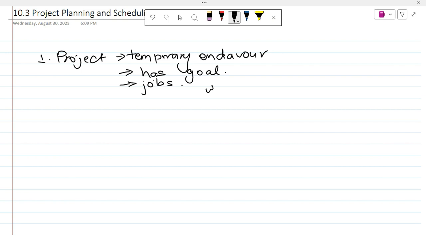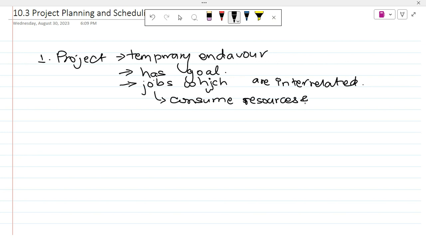Jobs, which are interrelated, consume resources and time. The jobs have a precedence relation, of precedence or succeedance.